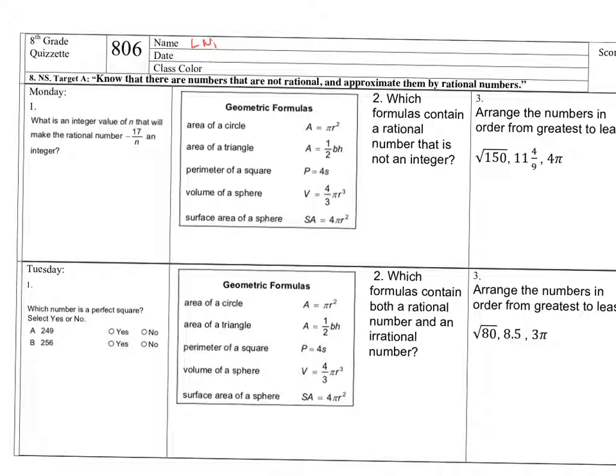As always, write your last name, comma, your first name, the date, which I don't really care about, and your class color. Number 1 says, what is an integer value of n that will make the rational number negative 17 over n an integer?